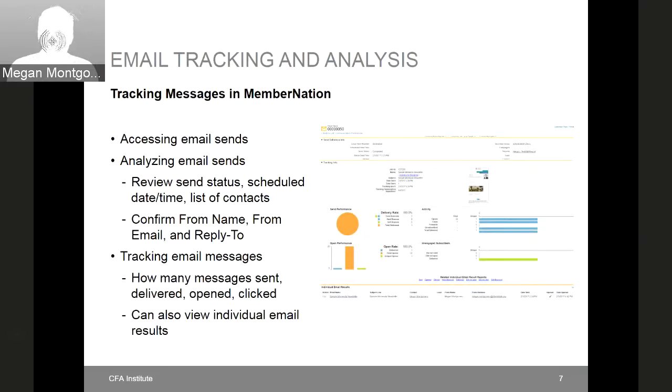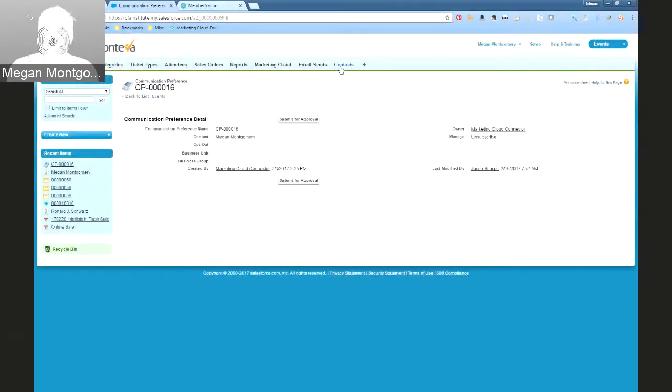You can also then track those messages to see how many of them were sent, how many were delivered, how many individuals actually opened the message and clicked on the links in there. And you can, again, also view the individual email results for any specific contact who received that message. So let me just show you a little bit what that looks like.